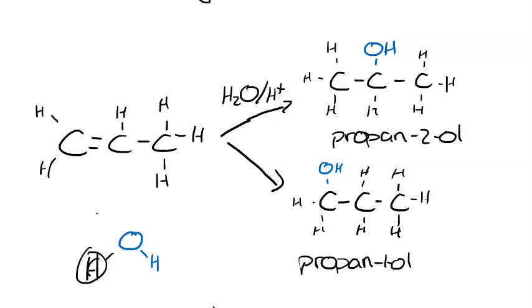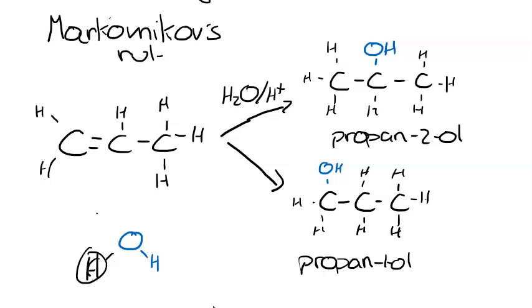So what happens with these type of addition reactions where we get two possible products is that the rich get richer. So this is called Markovnikov's rule. Markovnikov, M-A-R-K-O-V. And so that means that the rich get richer. So the carbon that already has the most hydrogens is going to gain another hydrogen. So when we're talking about the rich get richer, the currency is hydrogens.